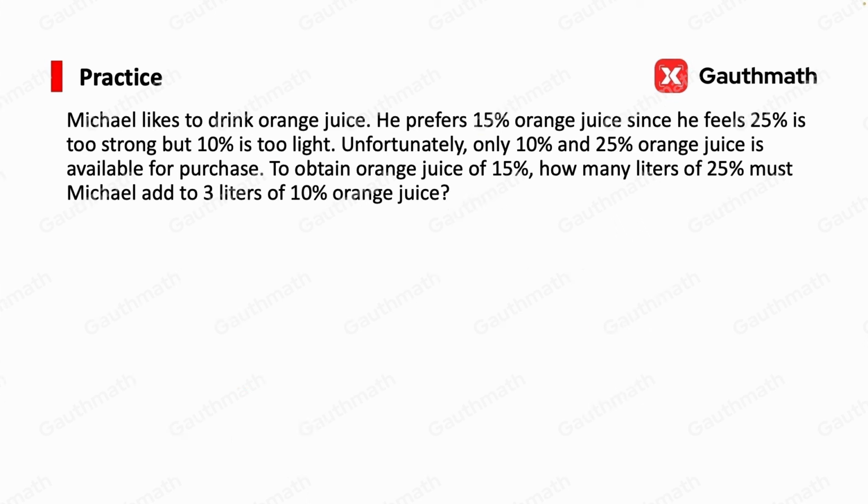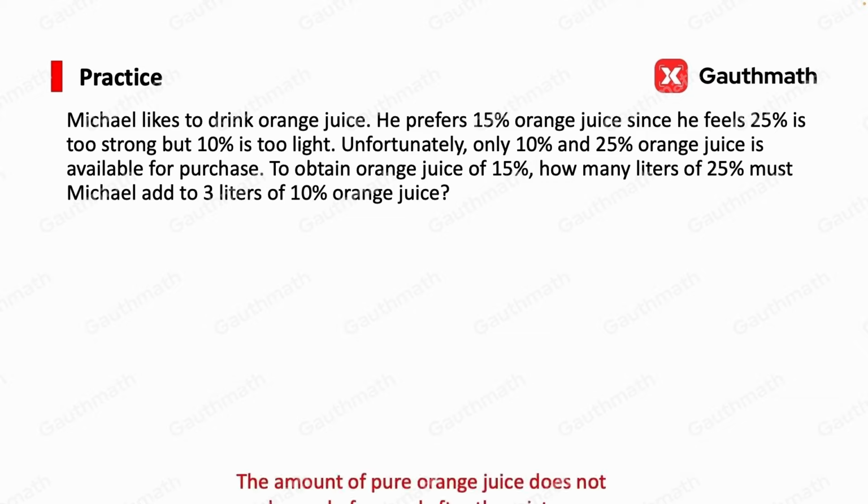Let's look at one more practice question. Michael likes to drink orange juice. He prefers 15% orange juice since he feels 25% is too strong, but 10% is too light. Unfortunately, only 10% and 25% orange juice is available for purchase. To obtain orange juice of 15%, how many liters of 25% must Mike add to 3 liters of 10% orange juice? Okay, so there are a lot of percentages around, but do not feel intimidated.